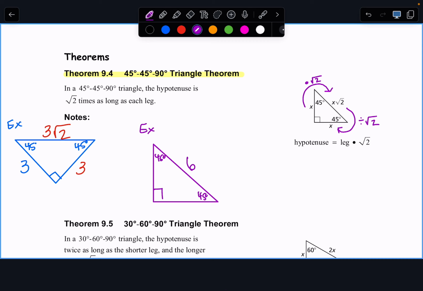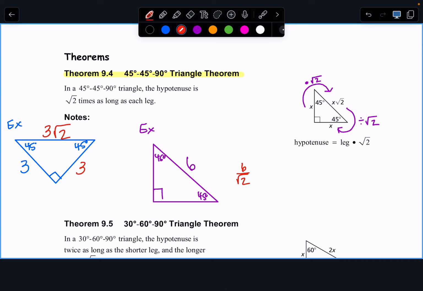Okay, here we're going to have to use some of those, I don't want to say tricks, but kind of, the things we talked about before we got started in Chapter 9, all of our radical rules, because how are we going to go from the hypotenuse of 6 to our leg? Okay, we are going to have to take 6 and divide it by the square root of 2. Well, I can't leave it like that.